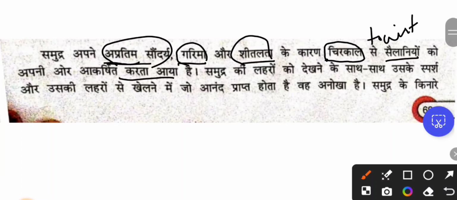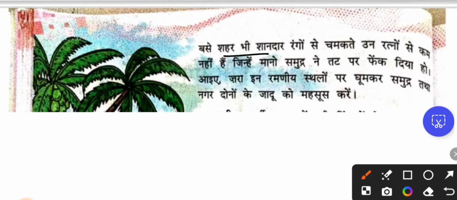समुद्र की लहरों को देखने के साथ साथ, by seeing the waves in the ocean, along with that उसके स्पर्श, sparsh means touch, उसकी लहरों से खेलने में जो आनंद प्राप्त है, and when we play with the waves, वह अनोखा है. The joy is very unique when you are touching the waves and you are playing with the waves. समुद्र के किनारे, near the coast of the ocean, बसे शहर भी शानदार रंगों से चमकते उन रत्नों से कम नहीं हैं जिन्हें मानो समुद्र ने तट पर फेंक दिया हो. So cities which are on the coastal side of the ocean also shine like gems, ratno means gems. So they also shine like gems, as if the samudra has thrown all the gems to the sides of the ocean.